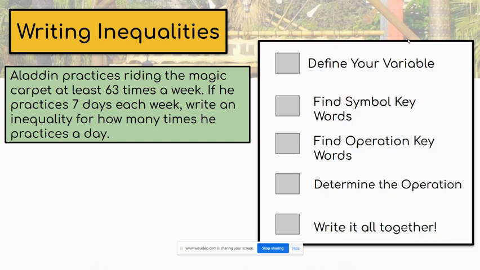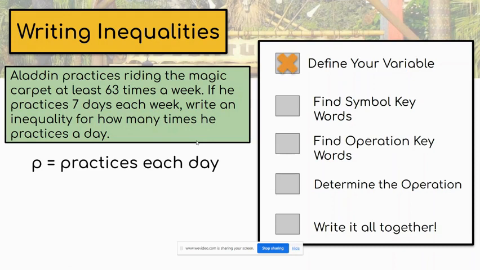Okay, so first off, what are we talking about? Well, we're talking about practices each day. That's what it asked me for. To figure out what you're being asked, look at the last sentence of the problem. Write an inequality for how many times he practices a day. So we're going to use P for practices each day to define my variable.